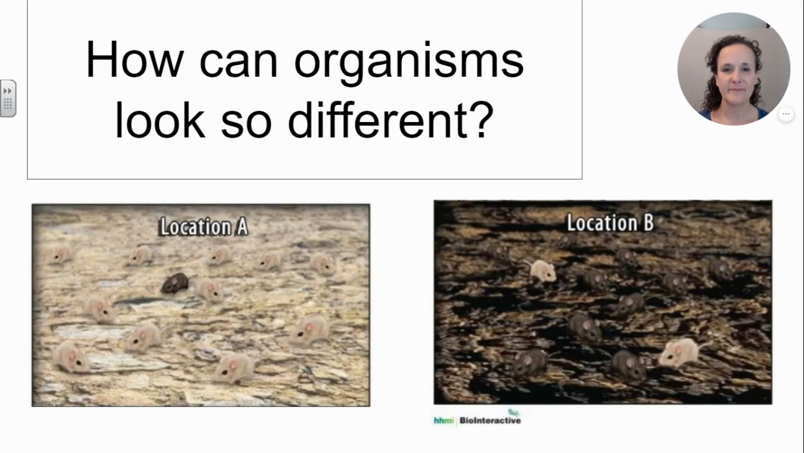Welcome back. So, how can organisms look so different? These organisms are called rock pocket mice, and they live in the desert of New Mexico. As you can see, some of the rock pocket mice live in sandy areas with light-colored sand, while other rock pocket mice live in areas where dark rocks were formed by lava flows thousands of years ago.